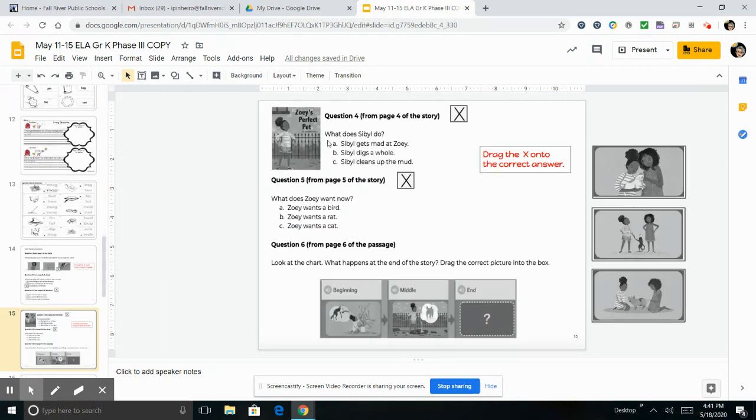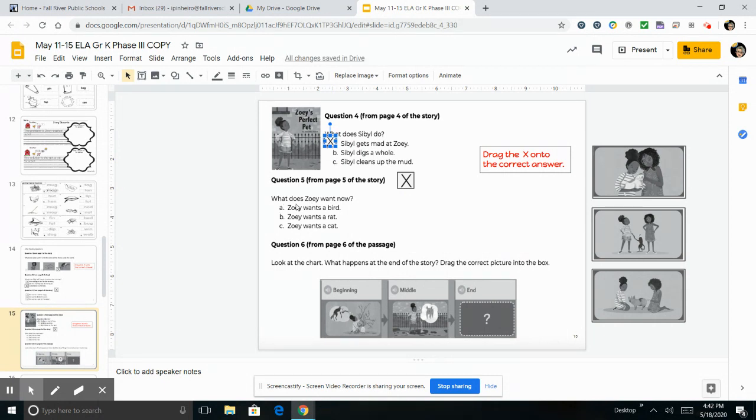Question 4. What does Sybil do? Sybil gets mad at Zoe. Sybil digs a hole. Sybil cleans the mud. So we know that Sybil does not dig a hole, and we know that Sybil does not clean up the mud. Zoe does those things. So we know that Sybil gets mad at Zoe. Put that right next to the A. And you can make this box a little bit smaller too.